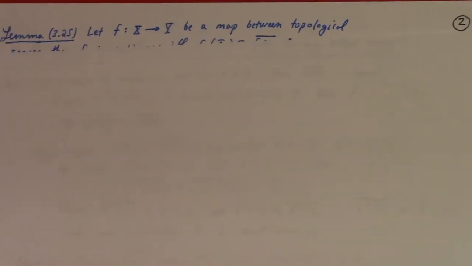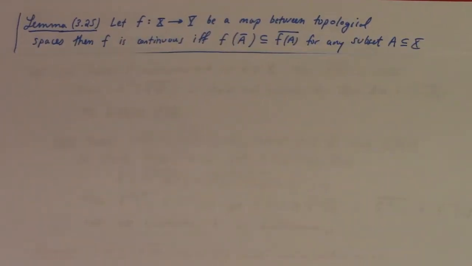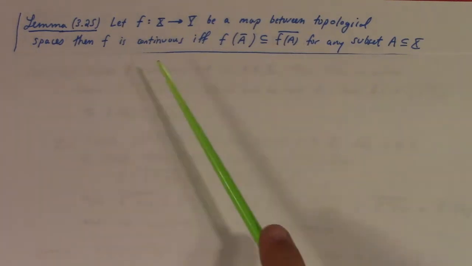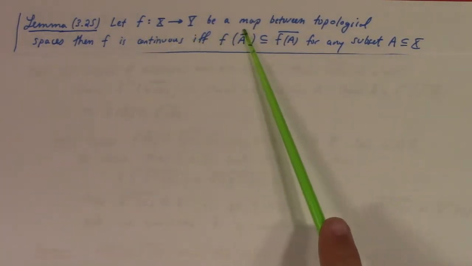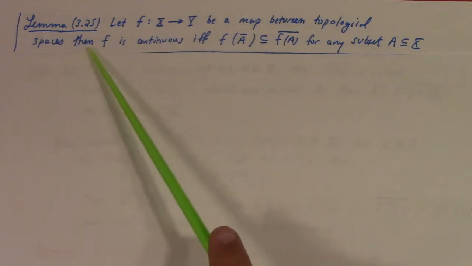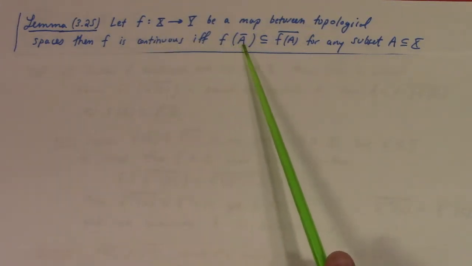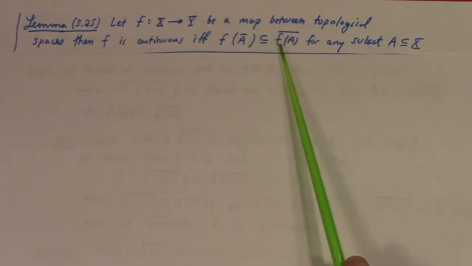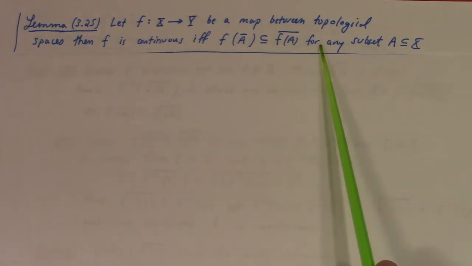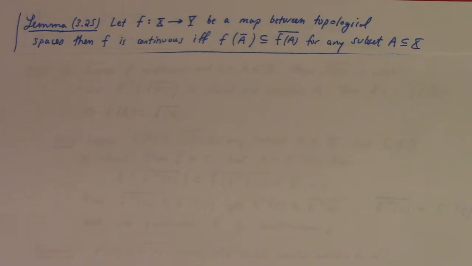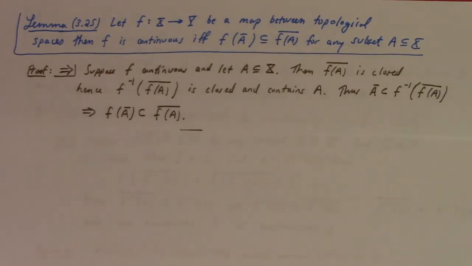Lemma 3.25 here, page 2, is that let f from x to y be a map between topological spaces. f is continuous if and only if the image of the closure of A is a subset of the closure of the image of A for any subset A of x. All right, let's prove it.